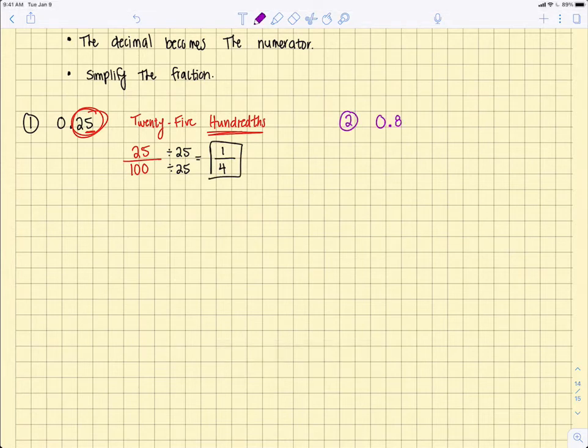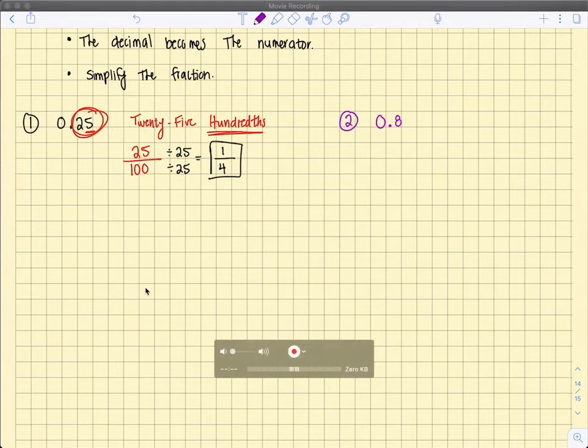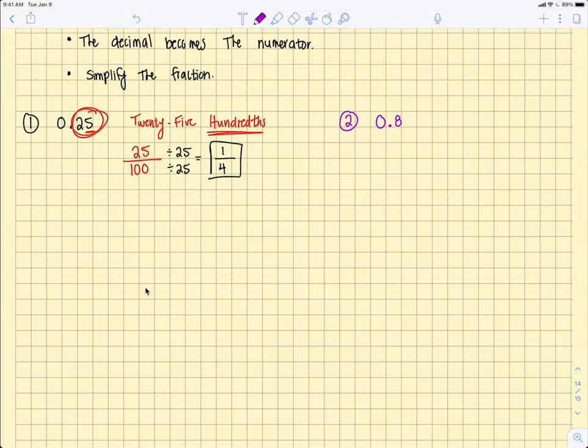Let's do another one. Okay, here's my second example, 0.8. First thing, identify the place value. This 8 is in the tenths place. So that means the denominator of my fraction is going to be 10. Then remember, so that's my first step. Then my second step, the original decimal becomes the numerator. And there we have a fraction.